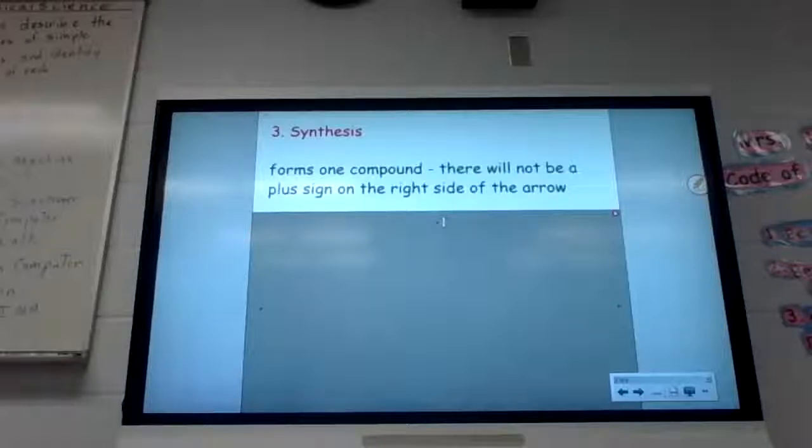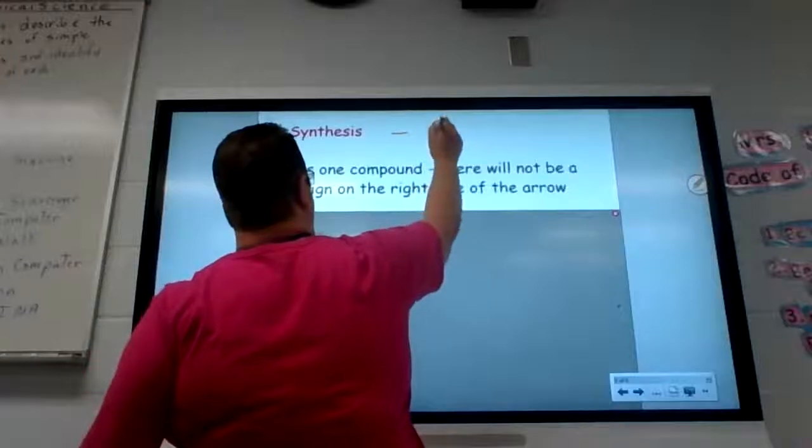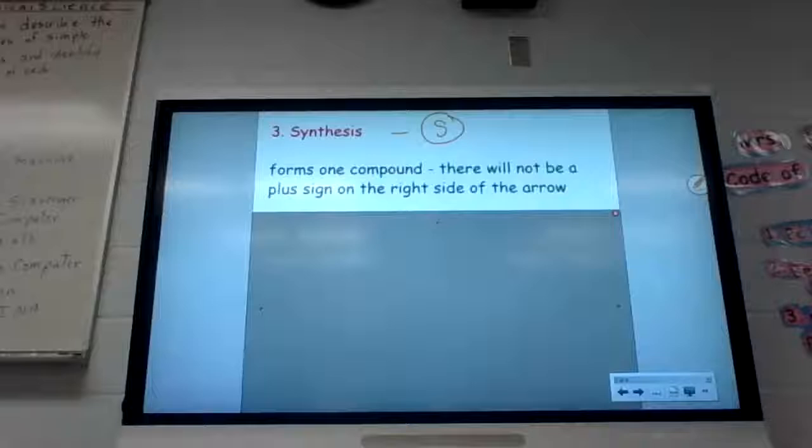All right, so synthesis. Synthesis has the symbol of S. Okay. It forms one compound.